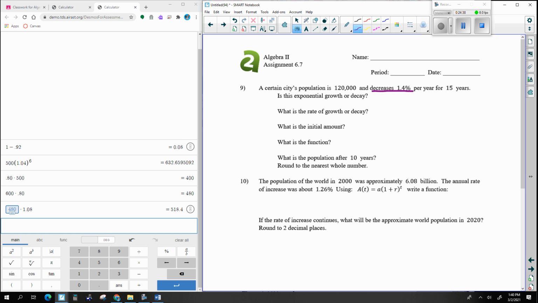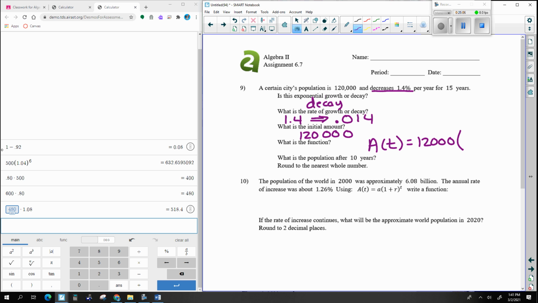Okay, it decreases, so this is decay. The rate is 1.4%, so that is the same thing as saying 0.014. What's the initial amount? 120,000. Write a function. So the amount of people is going to be the initial amount times that below 1.